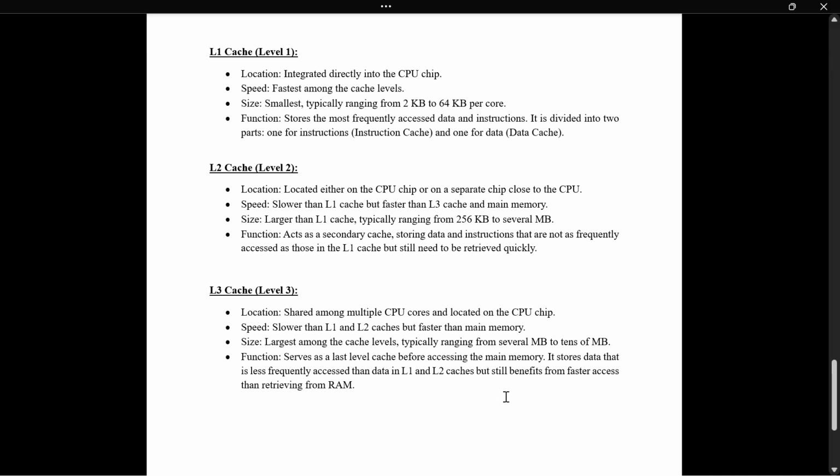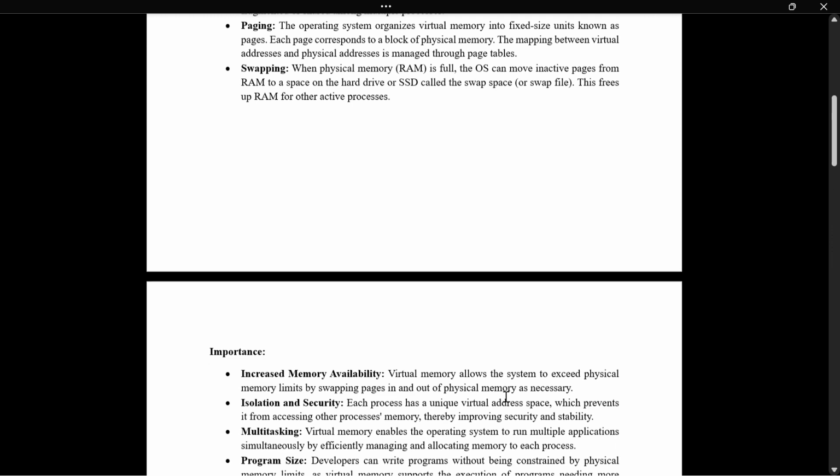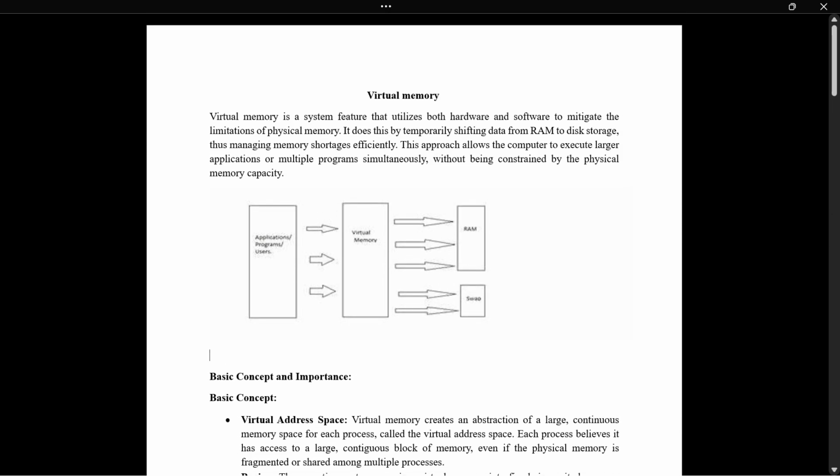So in this video we have learned about the different cache levels L1, L2, and L3 and what cache memory is, and also we have learned about virtual memory and what the basic concepts and importance of virtual memory are. Thank you so much.